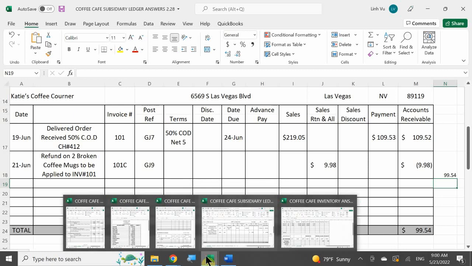Now, Katie returned to me 2 coffee mugs. Does that affect my inventory? Do I need to update my inventory? Why? Oh no, because she just returned something. We don't sell it. What do you mean we don't sell it? We already sold it to her, right? But she returned two broken. Okay. So yeah, we need to just record this and make sure how much we have left.